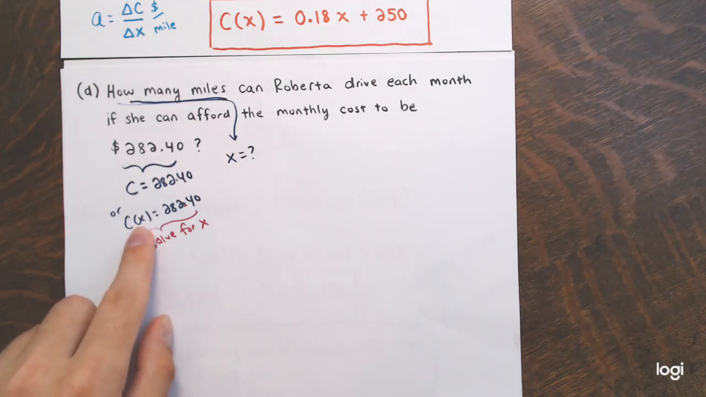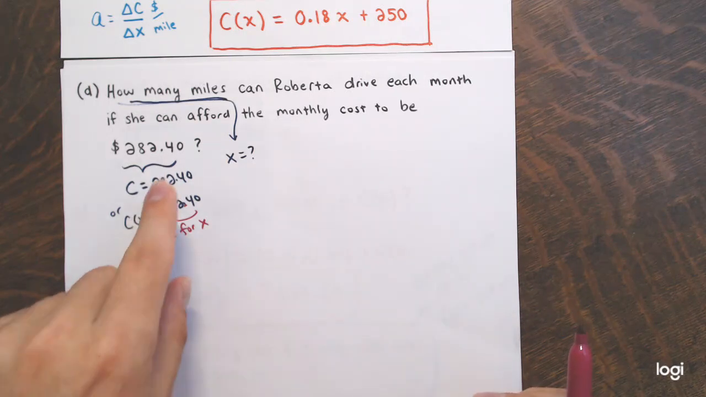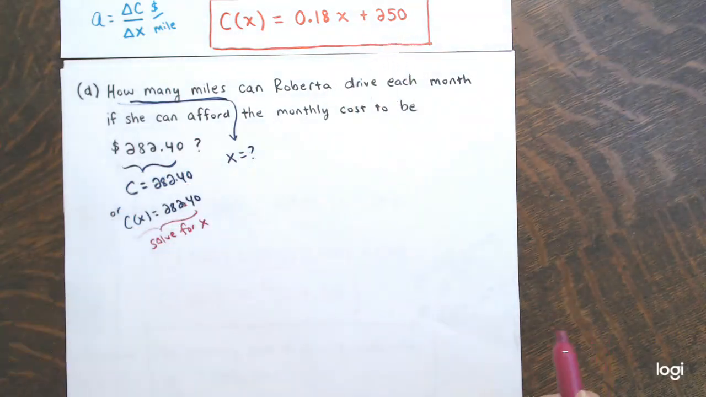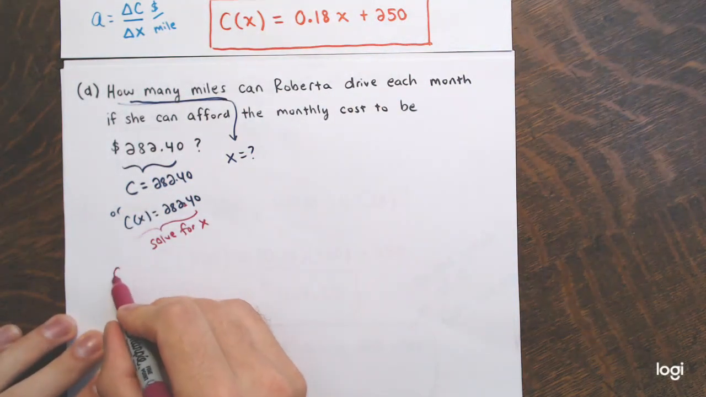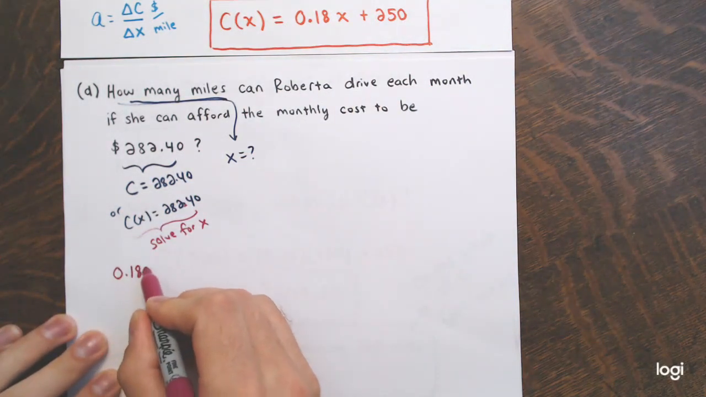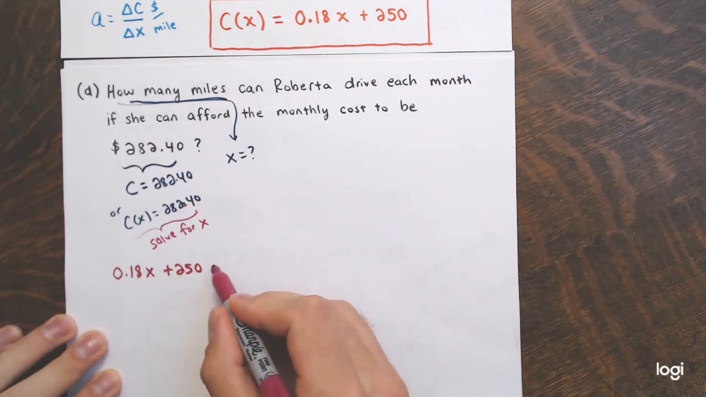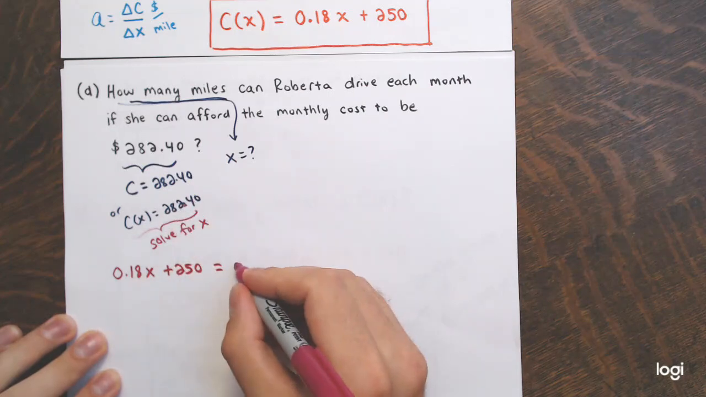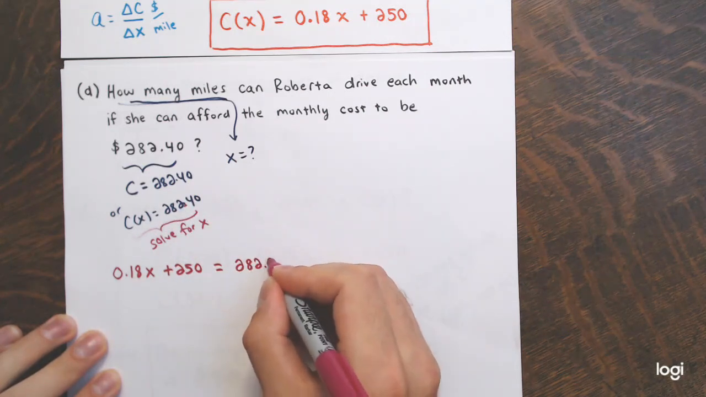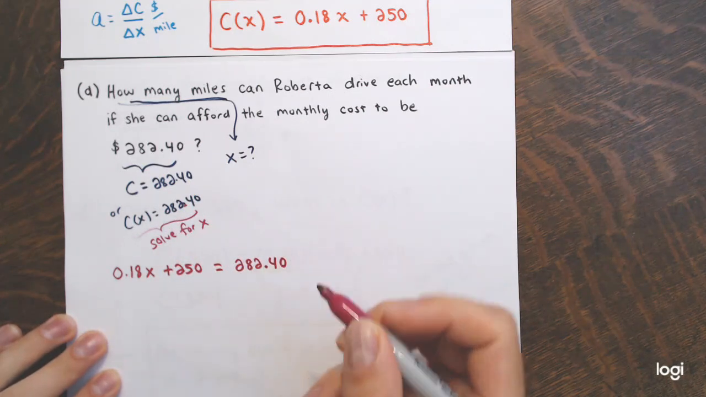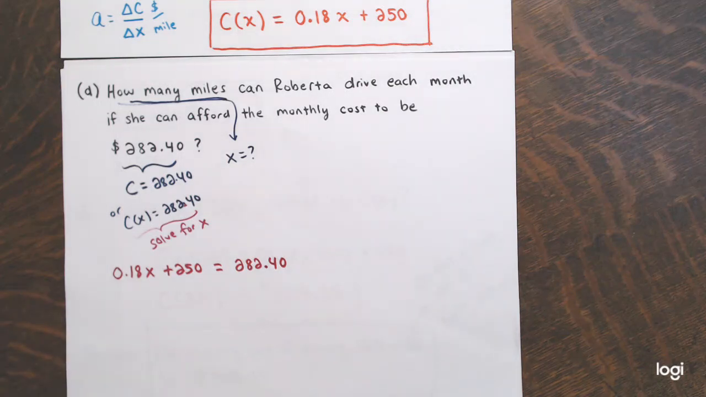The cost of driving x miles is given by our equation here. The left side is 0.18 times x plus 250, equals, and then the other side is $282.40. All right, so I have this equation, and I want to get all the terms with x on one side, all the terms without x on the other.